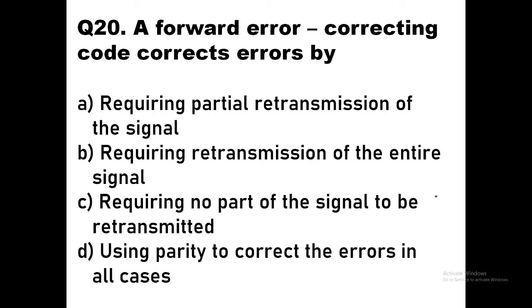It will find the location of the error at the receiver and revert that bit, and it will rectify the error. So option C should be correct here, requiring no part of the signal to be retransmitted. So the forward error correcting code corrects the error by requiring no part of the signal to be retransmitted. These were some of the first 20 questions on the digital communication subject which I have taken today.